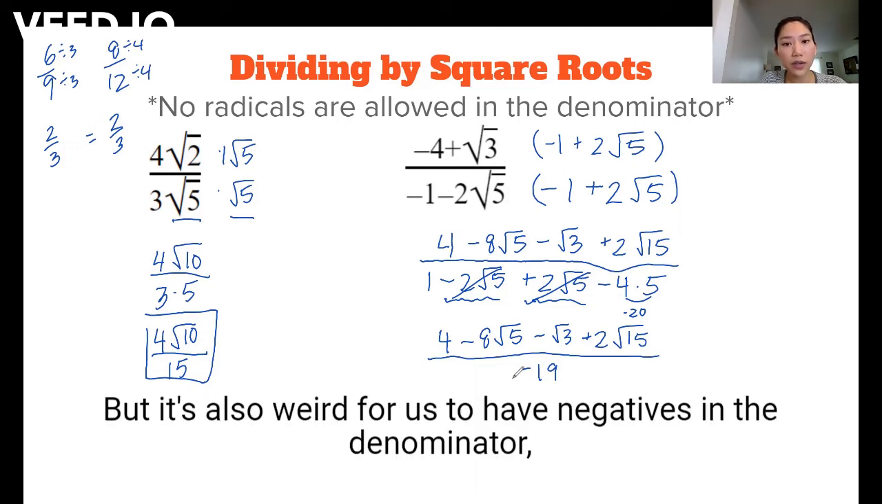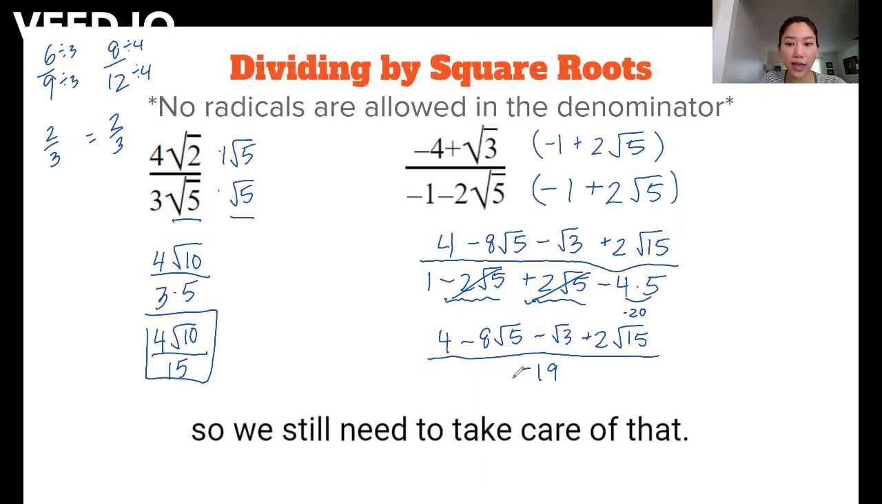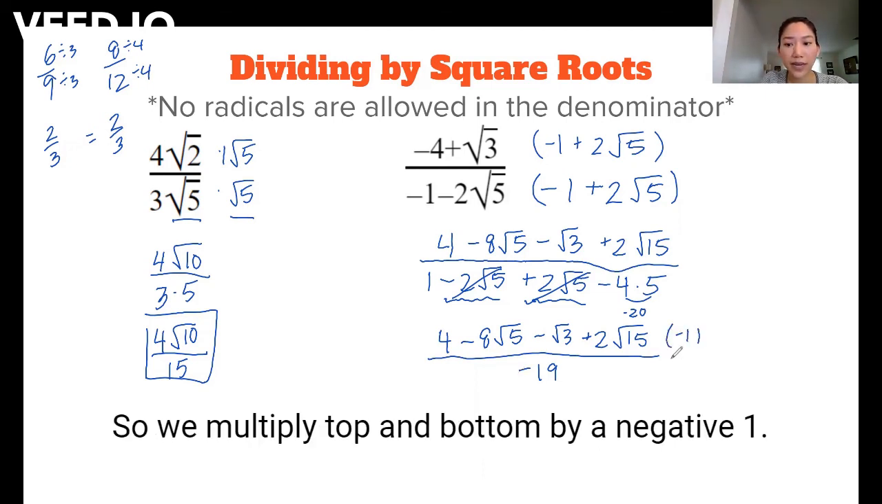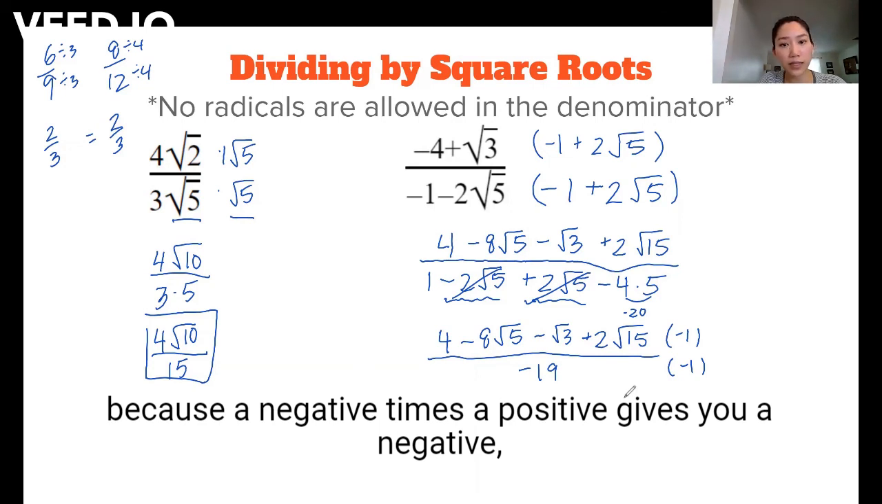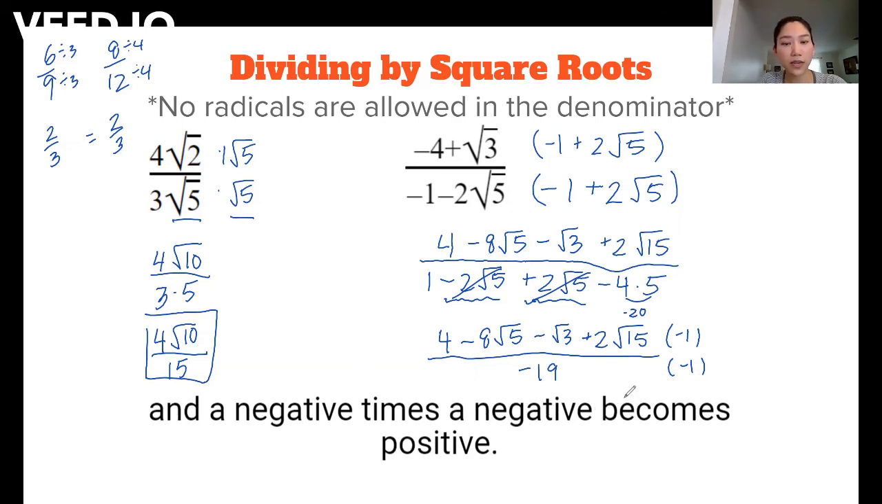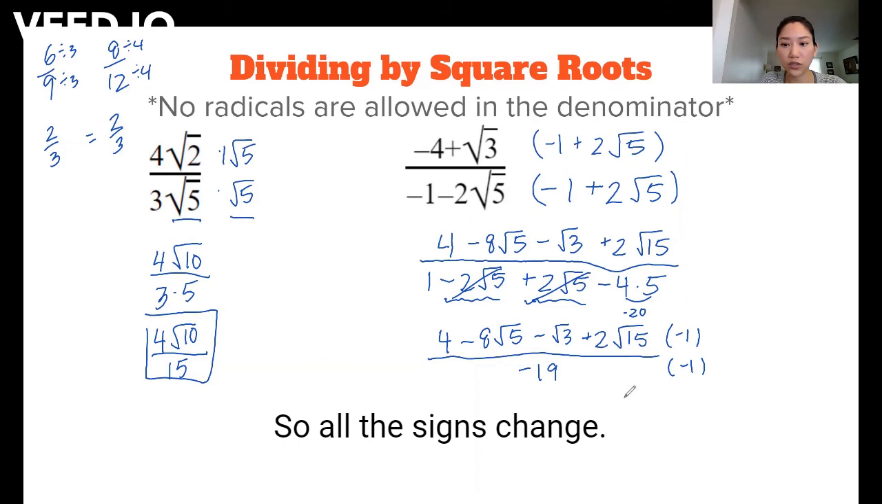But it's also weird for us to have negatives in the denominator, so we still need to take care of that. So we would multiply top and bottom by a negative 1. And so what essentially happens is all of the signs change, because a negative times a positive gives you a negative, and a negative times a negative becomes positive. So all the signs change.